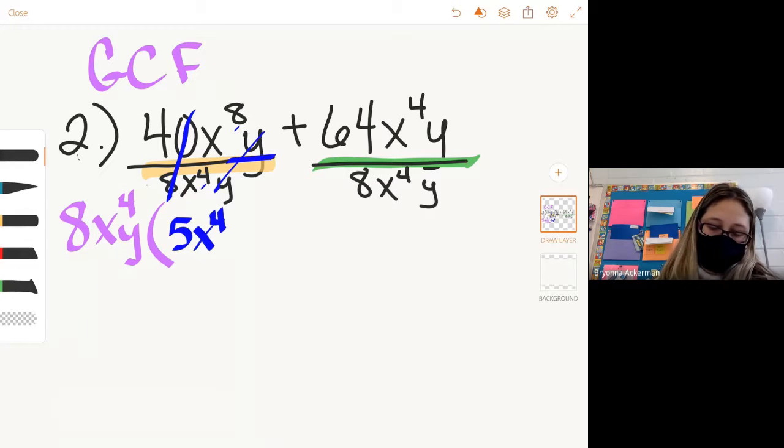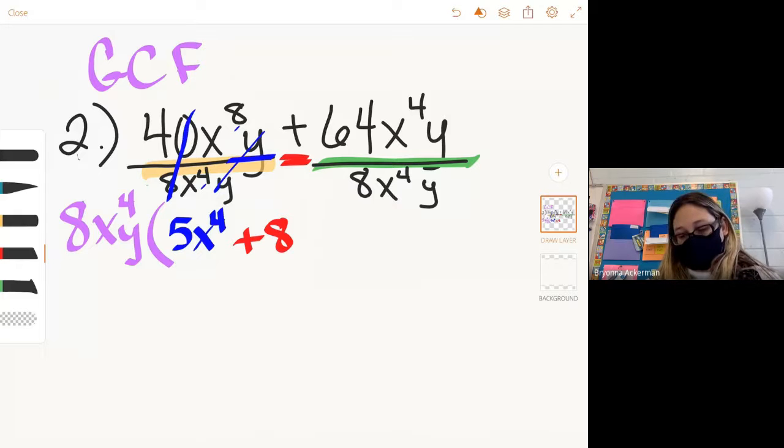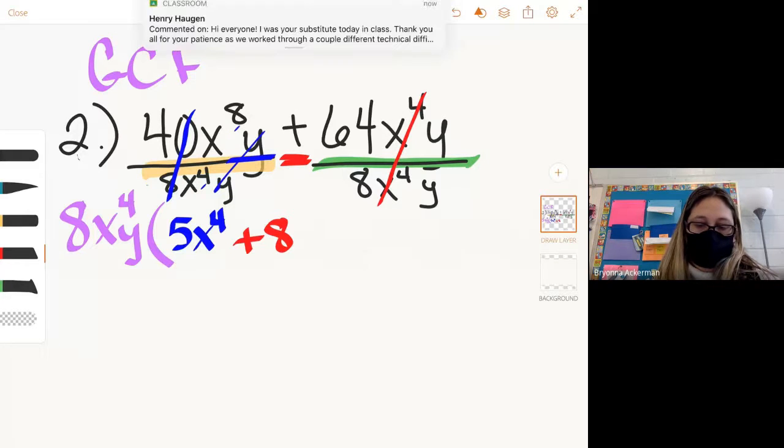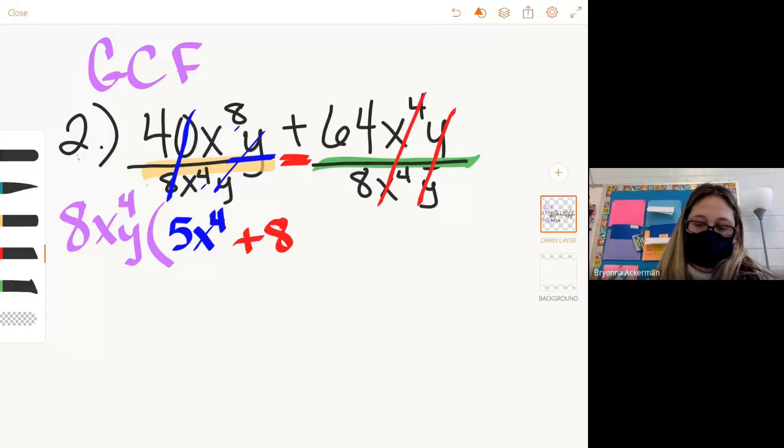Okay, so what is 64 divided by 8? 8, good. And then we have a positive here, so we're going to say plus 8. And then we have x to the 4th divided by x to the 4th. Well, anything divided by itself is 1, and I don't need to have a 1 there. So those actually just cancel out. And then what about y divided by y? Yeah, same idea. Y divided by y will be 1, and so that also goes away.